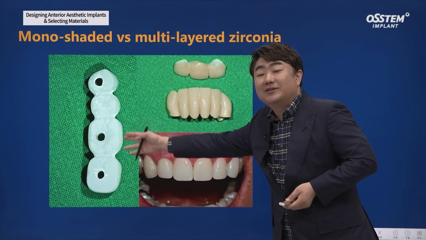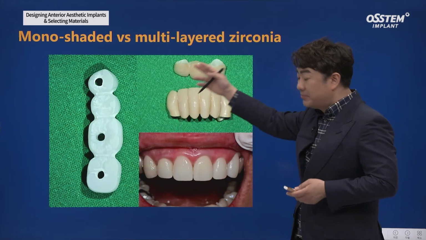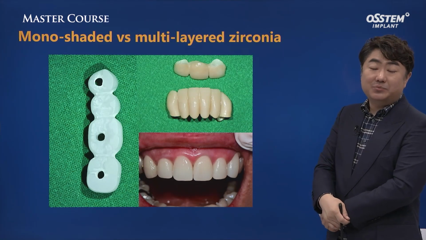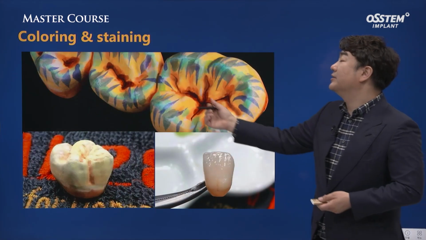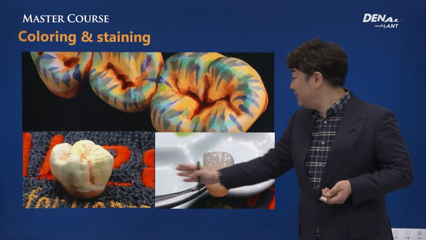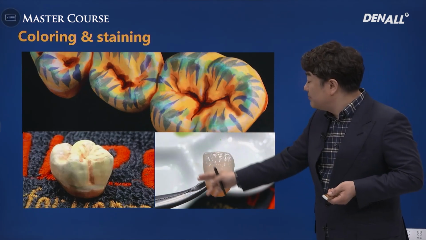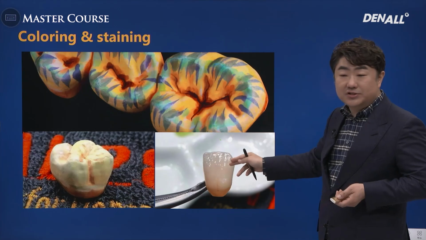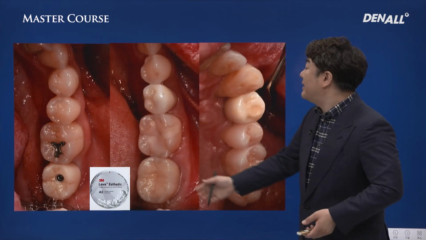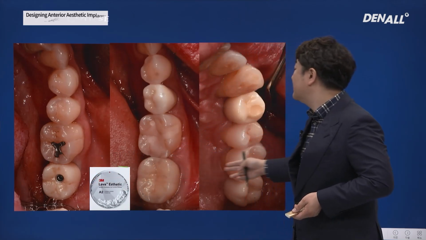This is a monochromatic block, and this one is a 700-800 megapascal block that shows a similar shade without additional coloring. Coloring is done before sintering zirconia, and staining is done after sintering, so it can be scratched off, whereas you can't with this one. This is a product with 800 megapascals. You can see that the colors are there even without coloring, but it's not really aesthetic.